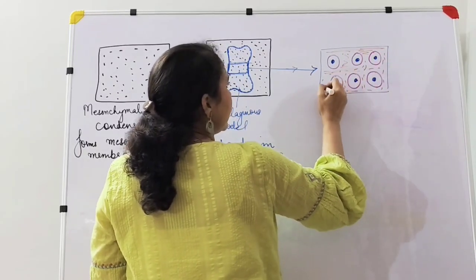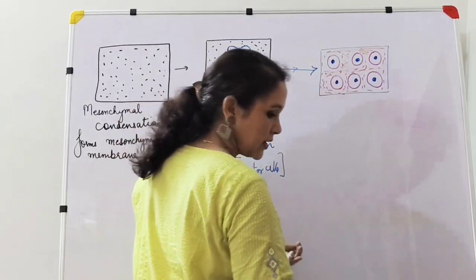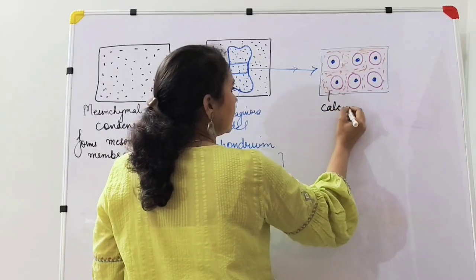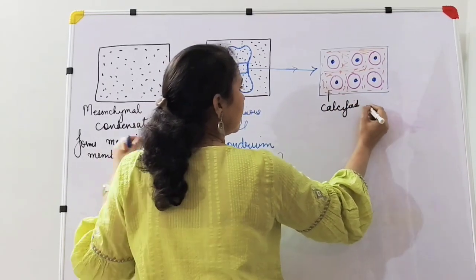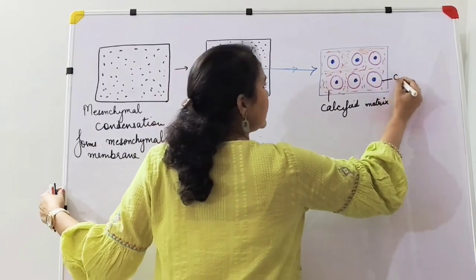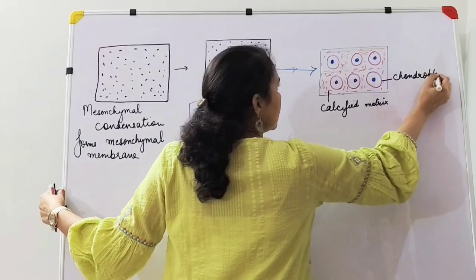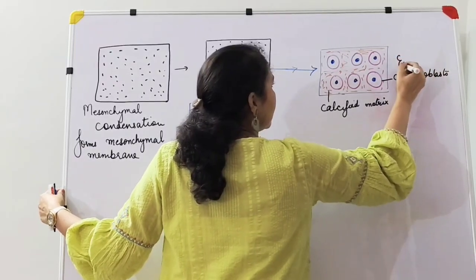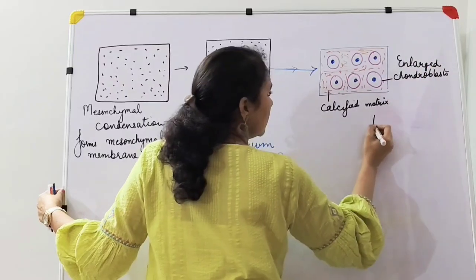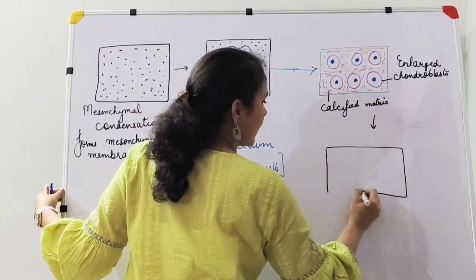The chondroblasts have laid down the matrix, and now the matrix has calcified, right? So we have the calcified matrix here, and these are the enlarged chondroblasts. Now, what will happen? The next step.